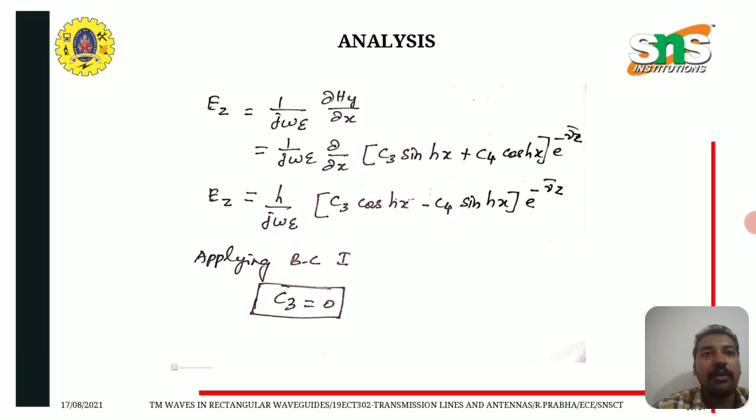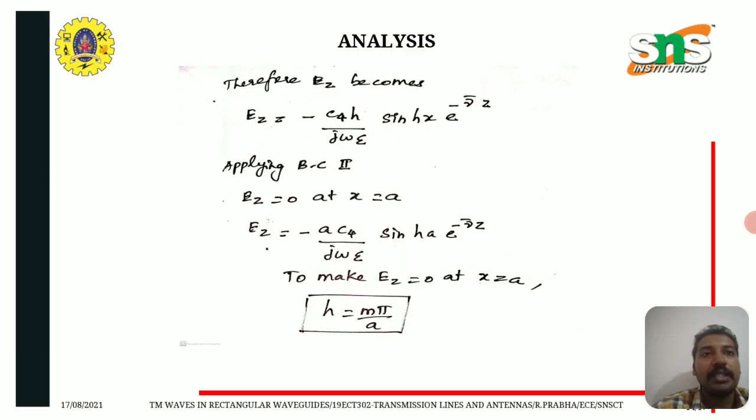So Ez equal to 1 by j omega epsilon dou Hy by dou x, which gives Ez equal to h by j omega epsilon into c3 cos hx minus c4 sin hx, e power minus gamma z. Applying boundary condition 1, we get c3 value equal to 0. Therefore Ez becomes minus c4 h by j omega epsilon sin hx e power minus gamma z.